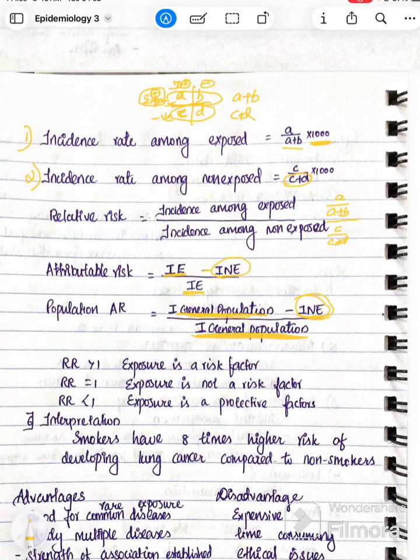If the relative risk is greater than 1, the exposure is a risk factor. If the relative risk is equal to 1, exposure is not a risk factor. If relative risk is less than 1, exposure is a protective factor. So the interpretation of relative risk: smokers have 8 times higher risk of developing lung cancer compared to non-smokers. Here we use risk of developing lung cancer. For case control study we use higher odds of developing lung cancer.